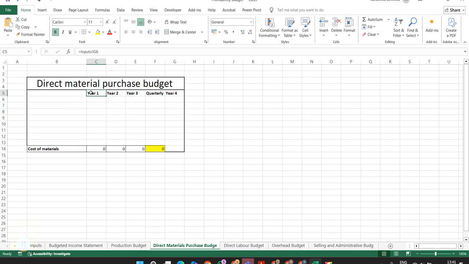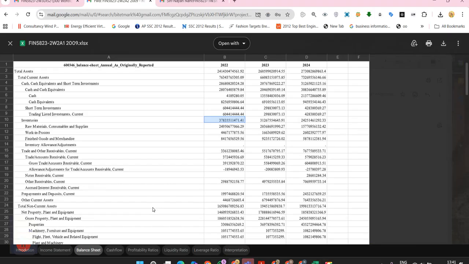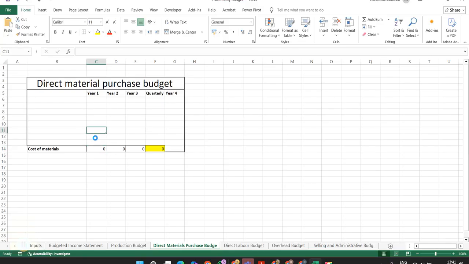So for the years 2022, 2023, 2024, what is the material cost that we have? Just take this one and paste it here, or else here. And this should be a number.